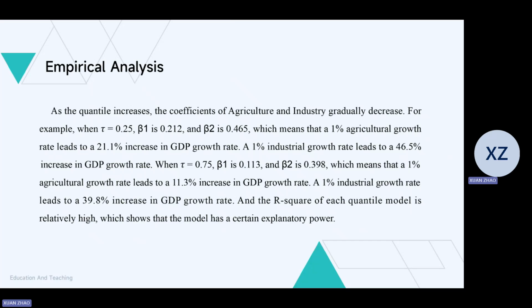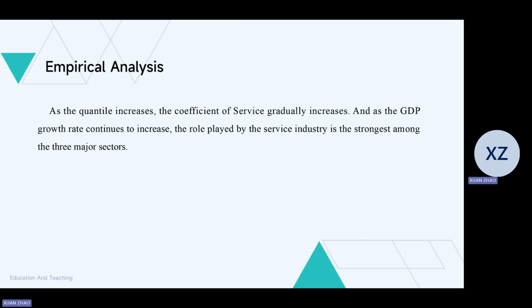And when tau equals 0.75, beta 1 is 0.113 and beta 2 is 0.398, which means that a 1% agricultural growth rate leads to an 11.3% increase in GDP growth rate. And the R-square of each quantile model is relatively high, which shows that the model has a certain explanatory power.